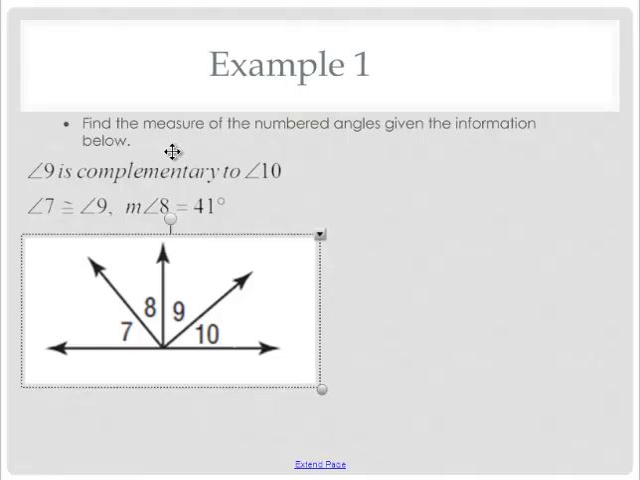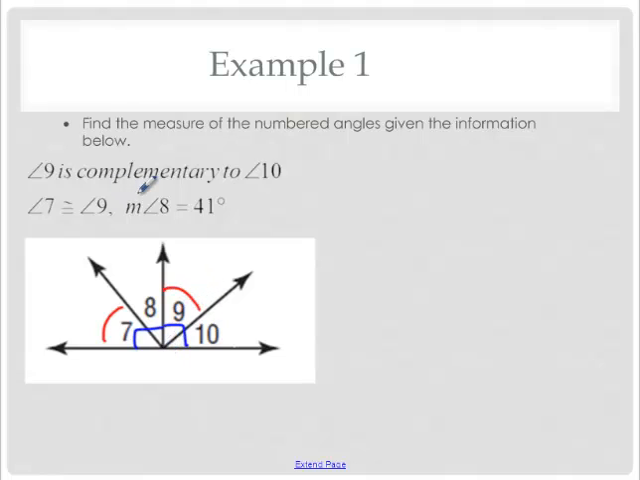Find the measure of the numbered angles given the information below. So we know 9 is complementary to 10, and 9 being complementary means that this is a right angle right here. Now if that side's a right angle, it also means that this side over here is also a right angle. Since they're both right angles, we know 7 is congruent to 9.